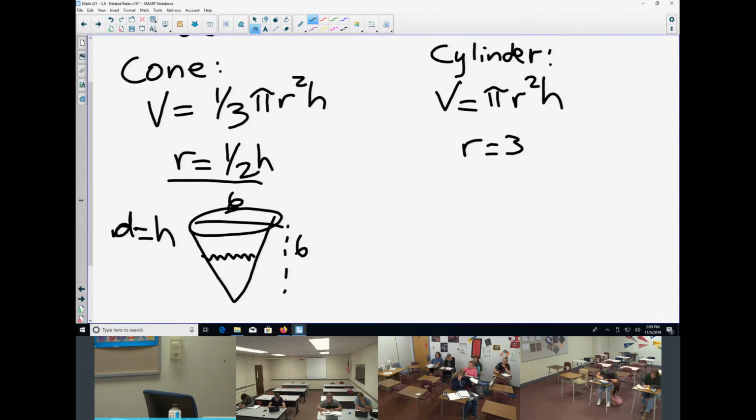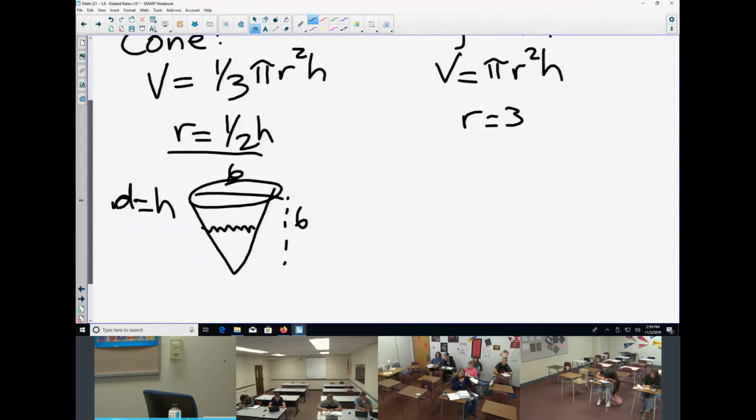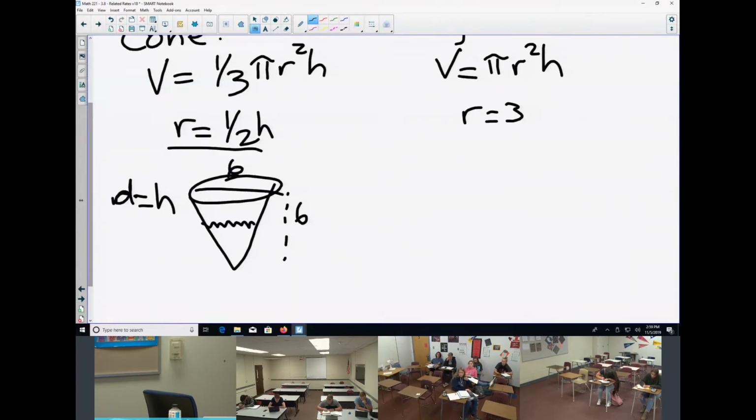All right. So let's just say, when the coffee in the cone is 5 inches deep. Okay, so let's go ahead and do the related rate here for the cone. So that would be dV/dt. Oh, wait, let's substitute in r equals 1/2 h. Let me back up. I'm going to have V.